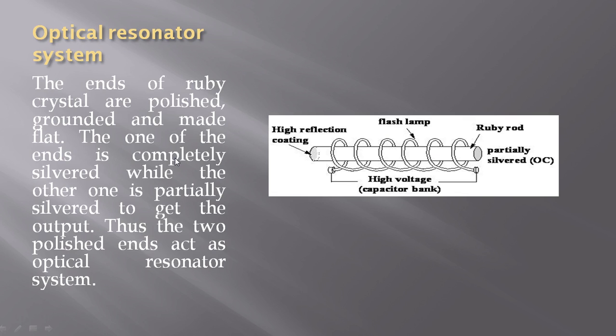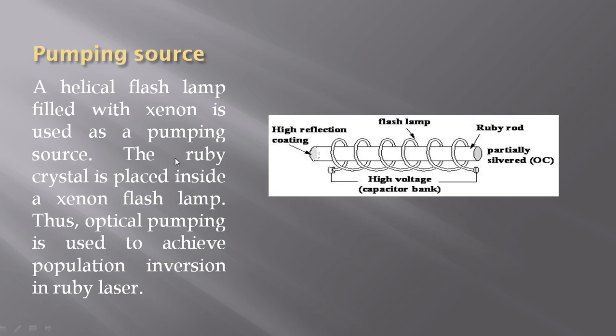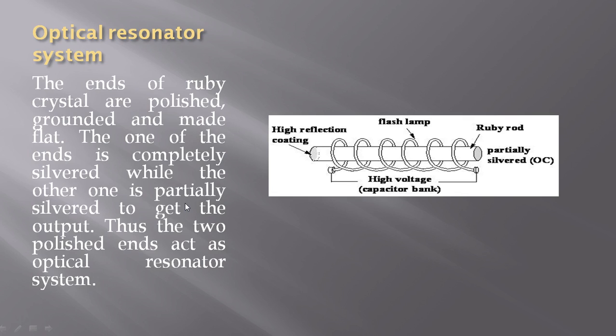The ruby crystal is placed inside a xenon flash lamp. Thus optical pumping is used to achieve population inversion in the ruby laser. So basically optical pumping is used in the ruby laser, and we use a helical flash lamp filled with xenon to achieve pumping. Optical resonator system.